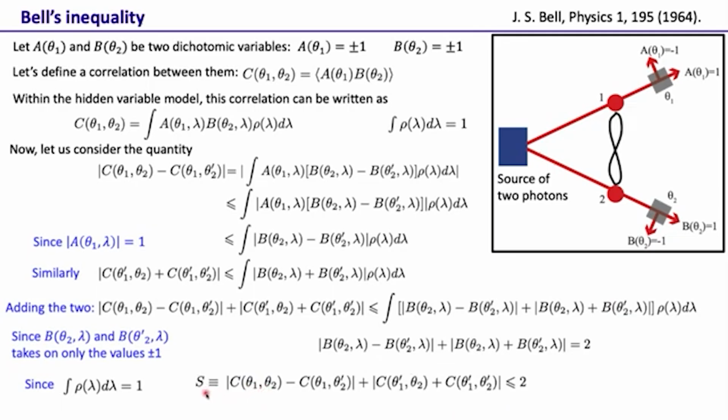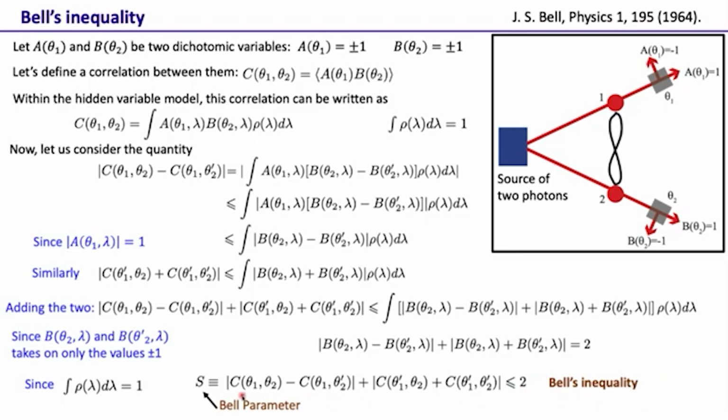This quantity is represented as S, and it's called the Bell parameter. And this inequality that we have is called Bell's inequality. So this was the inequality derived, and through this derivation Bell basically shows that the Bell parameter for hidden variable theories has to be less than or equal to 2. This cannot be greater than 2, and this is called Bell's inequality.